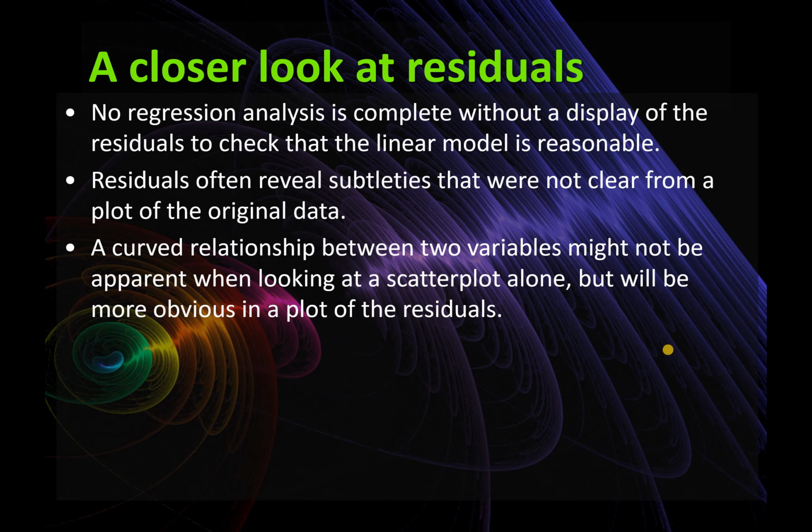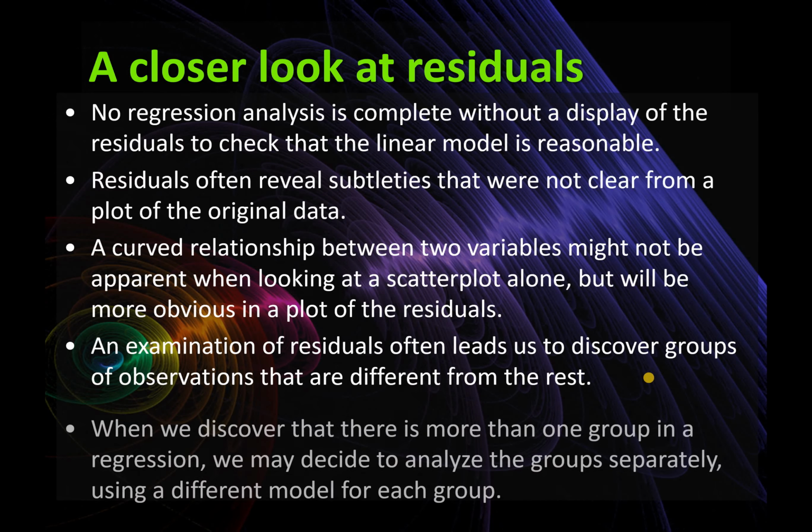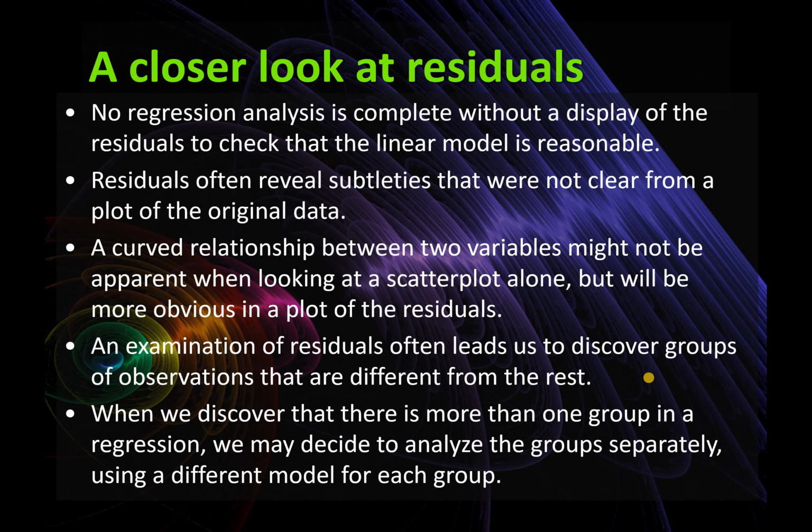A curved relationship might not quite be visible through the original data, but it definitely becomes more so when we look at the difference between the data and what an actual line would have given us. And also with the residuals, sometimes we can see multiple groups that might have been hidden within the data. And when you do see that there are two different groups, it may be a choice for you to look at those two data sets completely separately and perform two different linear regressions on that data. For example, if I want to look at the relationship of height versus weight of individuals, I might want to look at that relationship with men versus that relationship with women because their body masses are different.